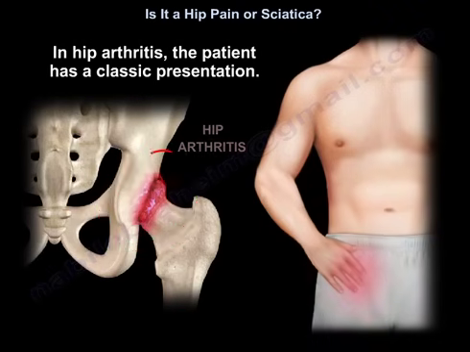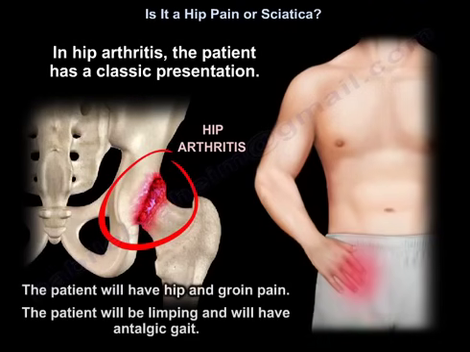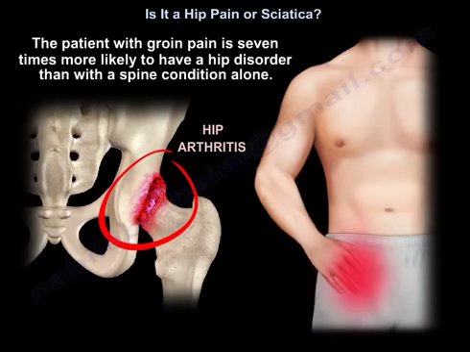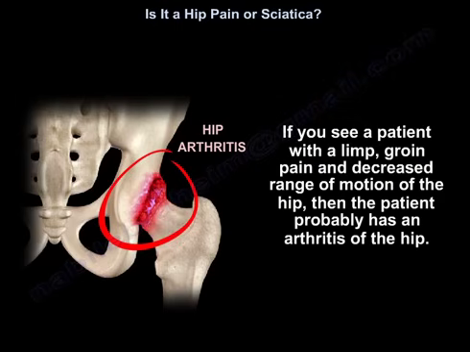In hip arthritis, the patient has a classic presentation. The patient will have hip and groin pain. The patient will be limping and will have antalgic gait. The patient with groin pain is 7 times more likely to have a hip disorder than a spine condition alone. If you see a patient with a limp, groin pain, and decreased range of motion of the hip, then the patient probably has an arthritis of the hip.